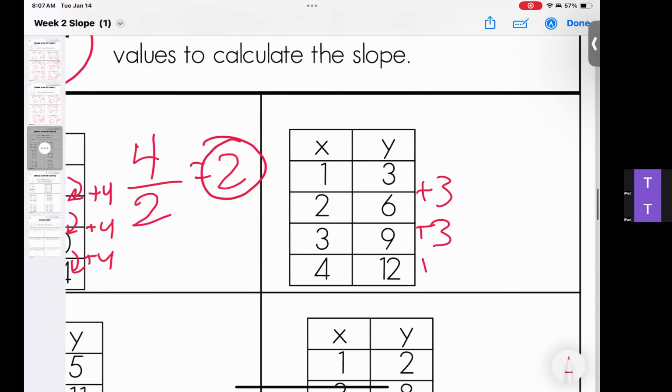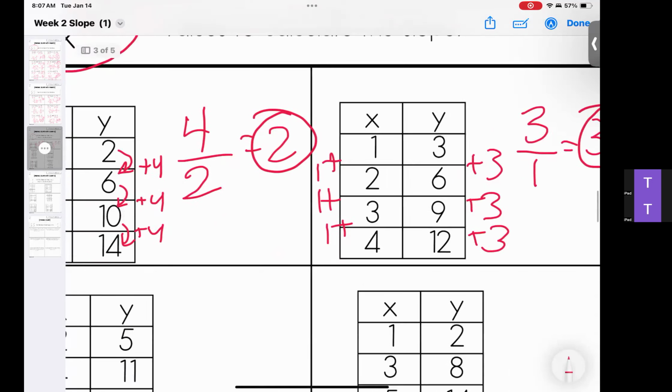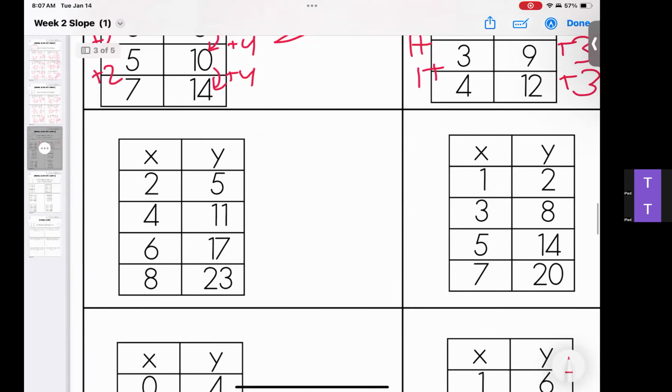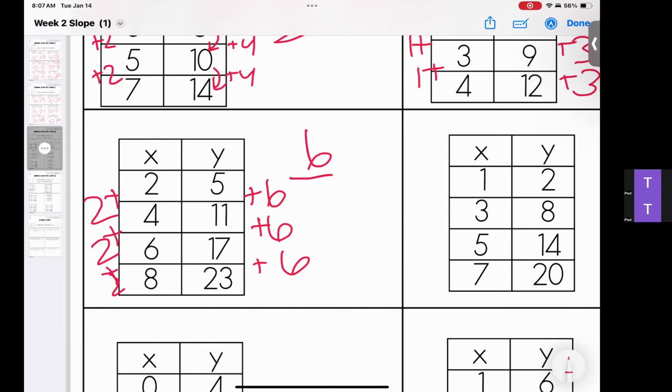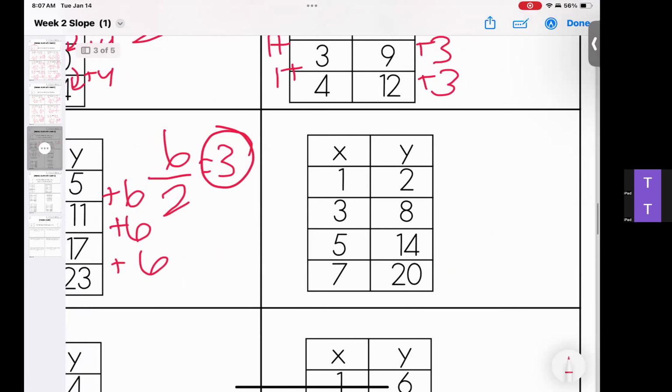+3, +3, +3. Check every relationship. +1, +1, +1. 3 over 1 or a slope of 3. 6, 6. 2 on this side. 6 over 2 gives us a slope of 3. 6 again, all the way down. 2. 6 over 2 is a slope of 3.